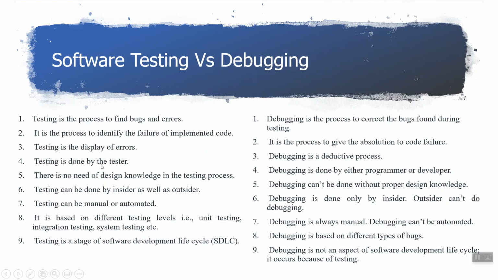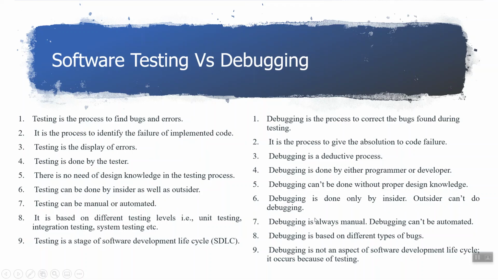Fourth one is testing is done by the tester while debugging is done by either a programmer or developer. The fifth difference is there is no need of design knowledge in the testing process. In debugging, we can't do debugging without the proper knowledge of design. The next one is testing can be done either by an insider as well as an outsider. But debugging is done only by the insider.